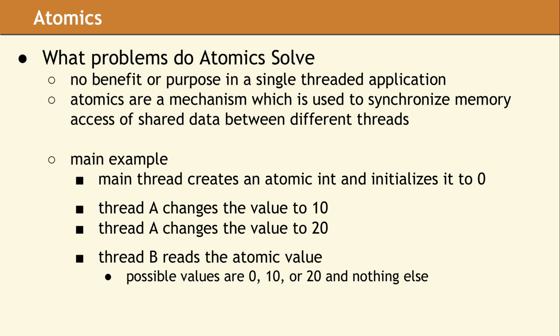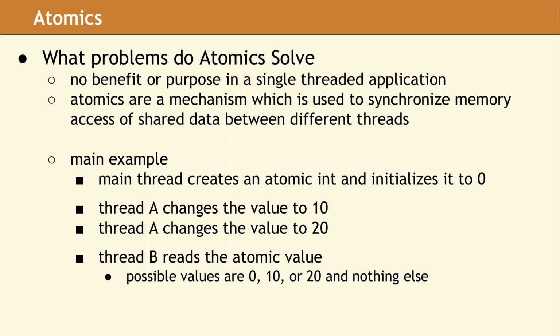You should only consider using atomics when the threads must work on the same data at the same time, and it is not acceptable to have a single thread stall out. In our example, we have a main thread and two worker threads. The main thread will create an atomic int and set its initial value to 0. Thread A and thread B are started at the same time. Thread A sets the value of the variable to 10 and then changes it to 20. Thread B reads the variable.